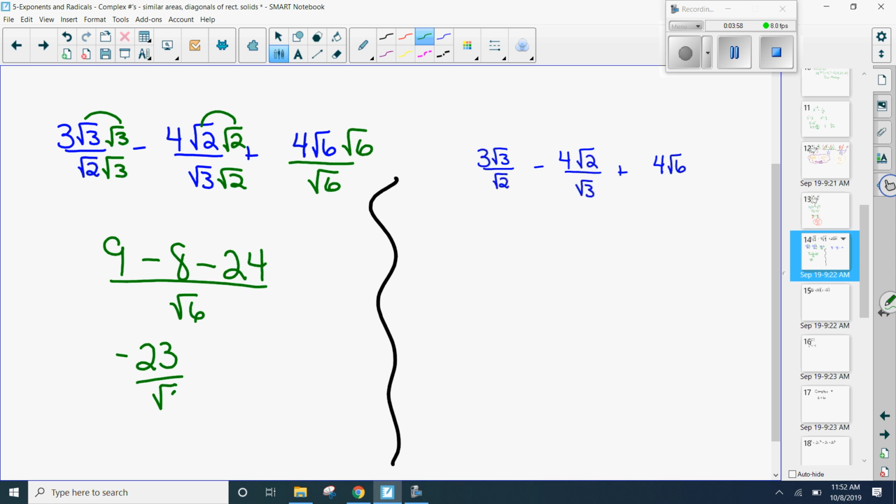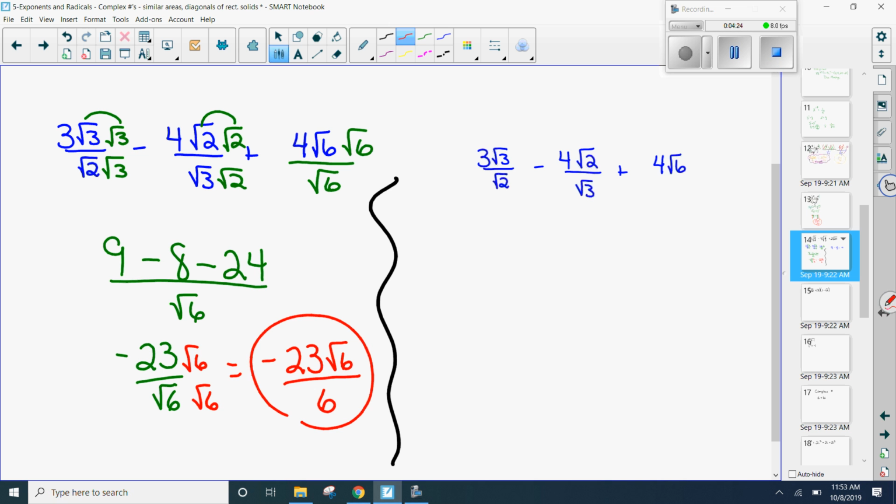23 over radical 6. Now mathematicians don't like the radical in the denominator. The UNL placement exam would probably have this as an answer, and they would keep it that way. Saxon says let's get rid of the radical in the denominator by rationalizing it. And your answer ends up being negative 23 radical 6 over 6. And they say there's your answer. Question.